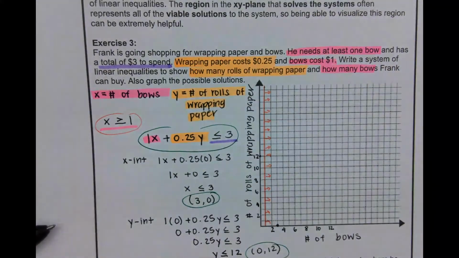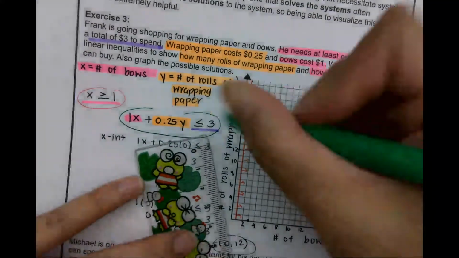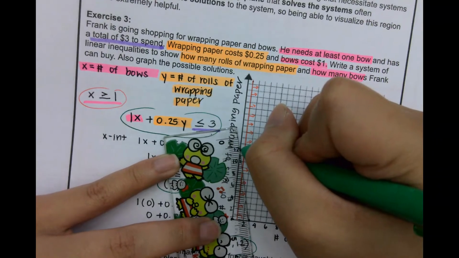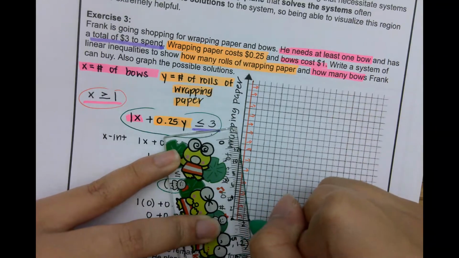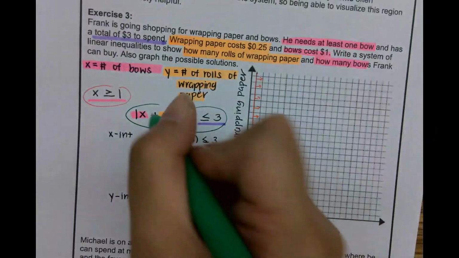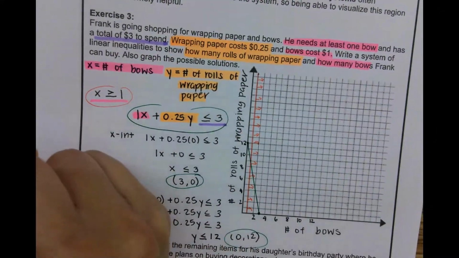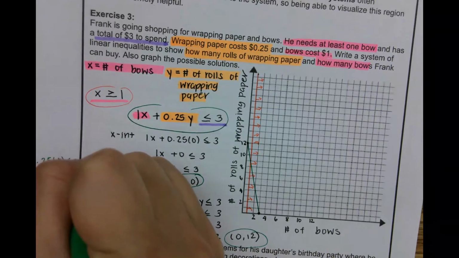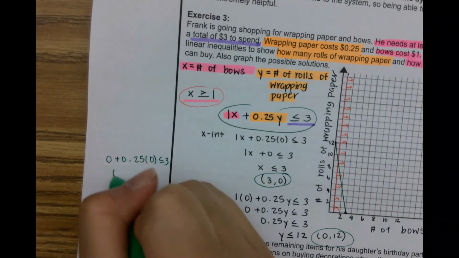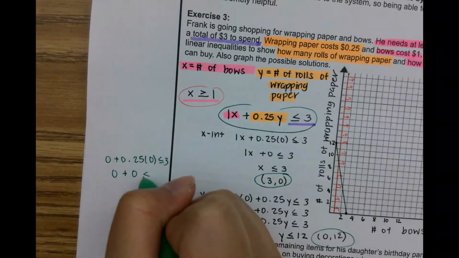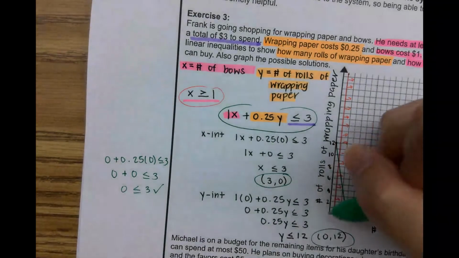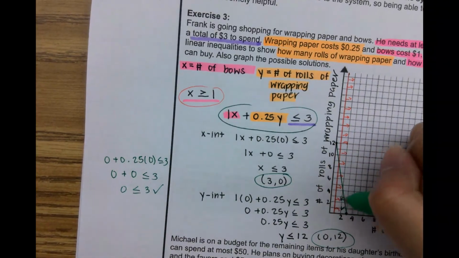Okay. Then I just need to connect. And if I test my point (0, 0): 0 plus 0.25 times 0 less than or equal to 3. 0.25 times 0 is 0. 0 plus 0 is 0. Is 0 less than or equal to 3? Yes, it is. So I'm going to shade this side here where (0, 0) is.